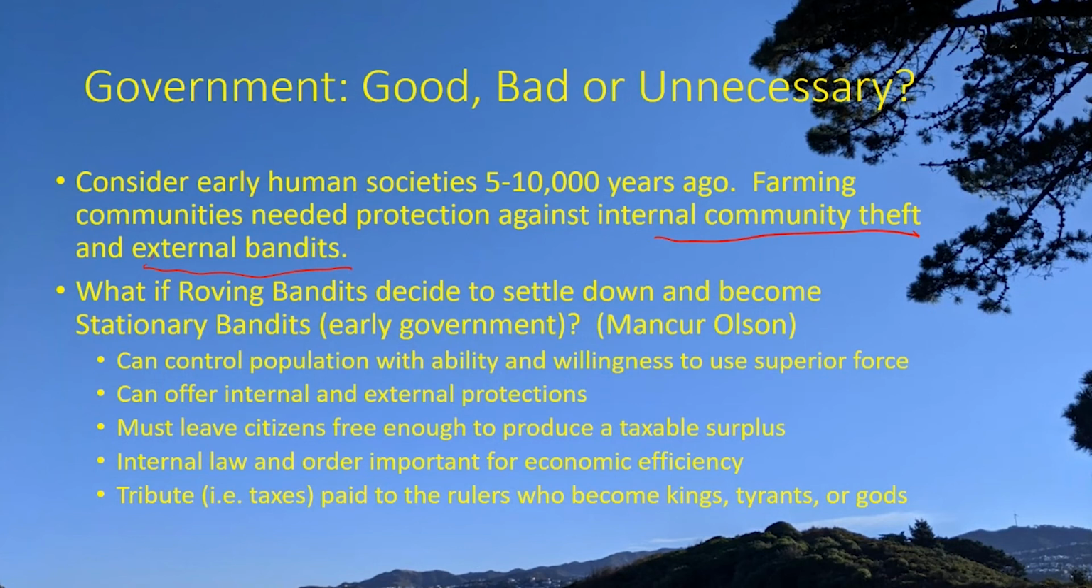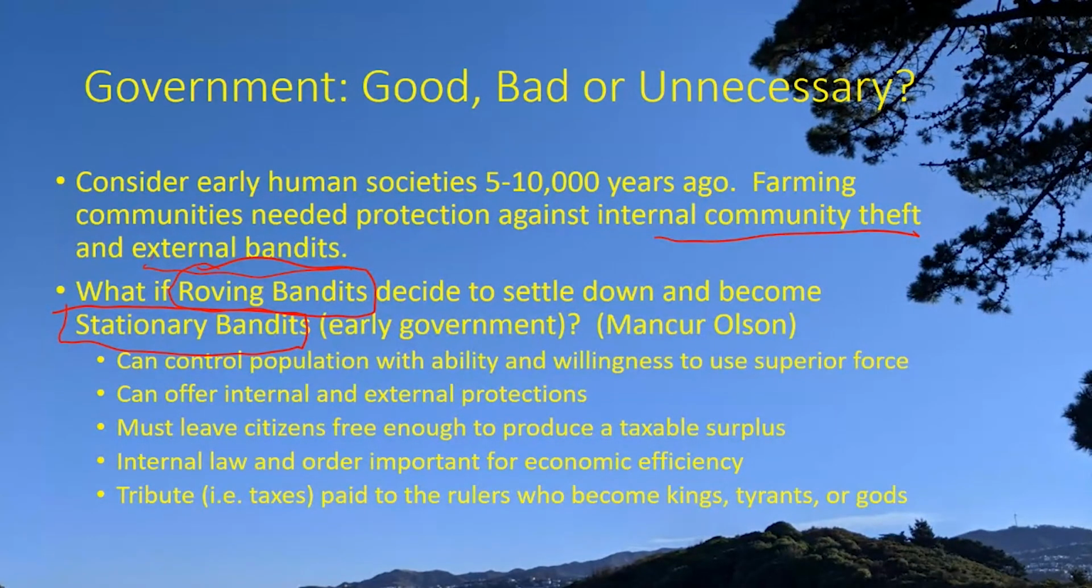So it would not be atypical or unusual for a small community of farmers to get raided from time to time by bandits in the area. Well, one thing Mancur Olson talks about in his later writings is what if these roving bandits, who go around from community to community just stealing stuff from others, decide to settle down and just plop themselves down in the community and say, hey, we're the government? Olson calls these stationary bandits.